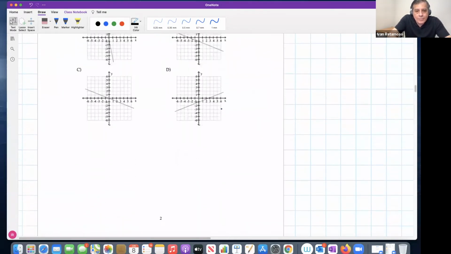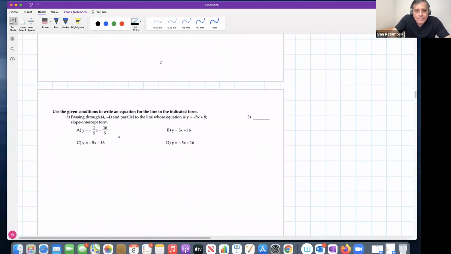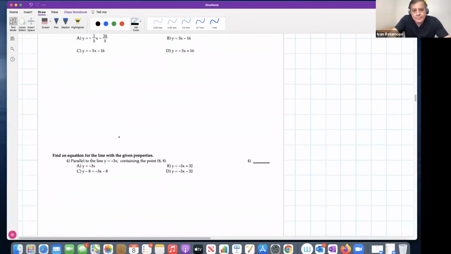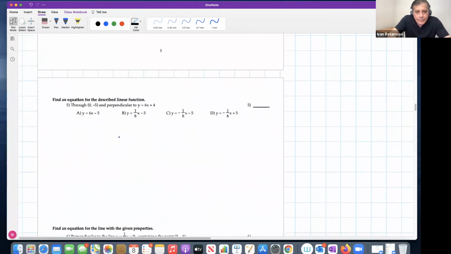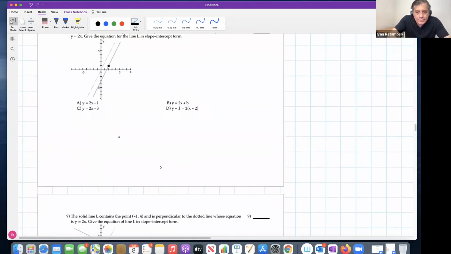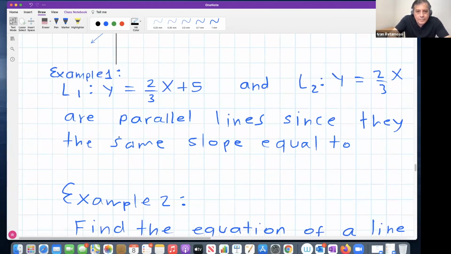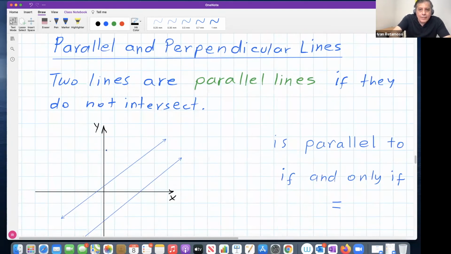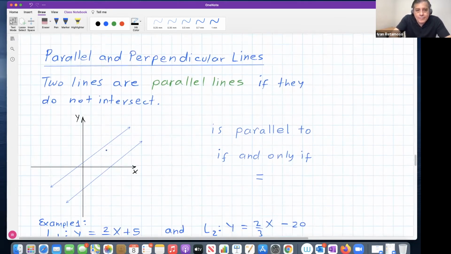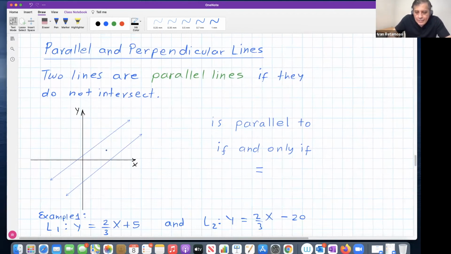Now, let's talk about parallel lines and perpendicular lines, okay? So we can do all these problems. Let's start with parallel lines. Then we will go nice and slowly over perpendicular lines. Okay, so first of all, two lines are parallel lines if they do not intersect.